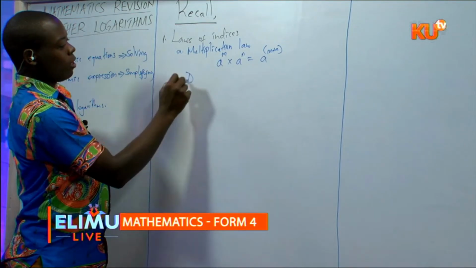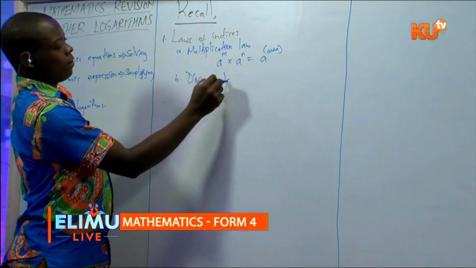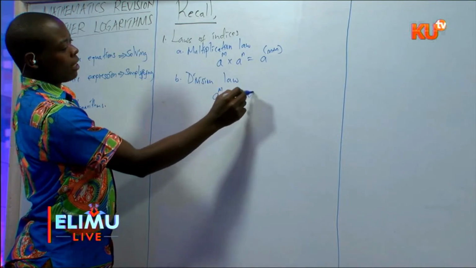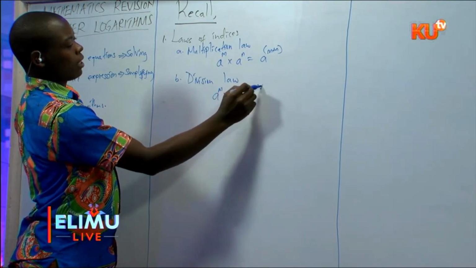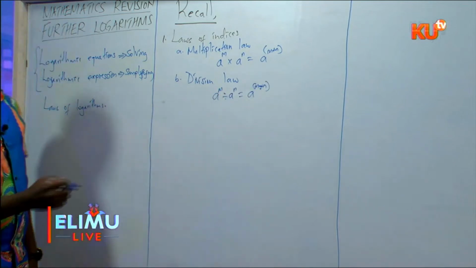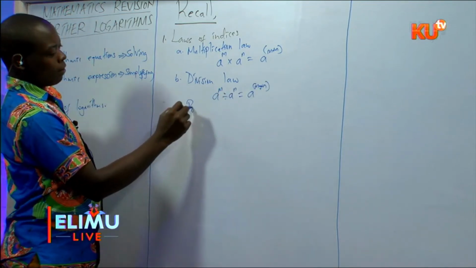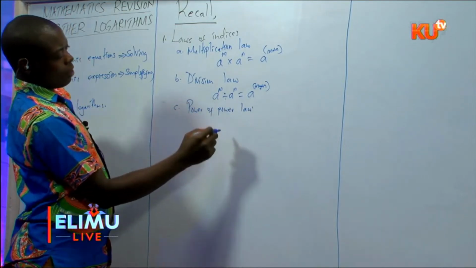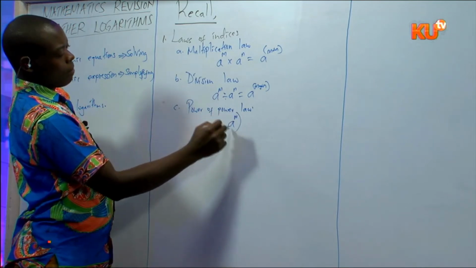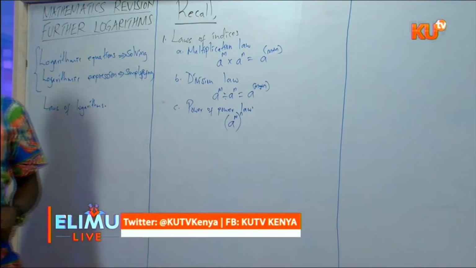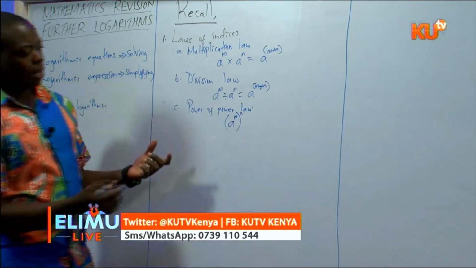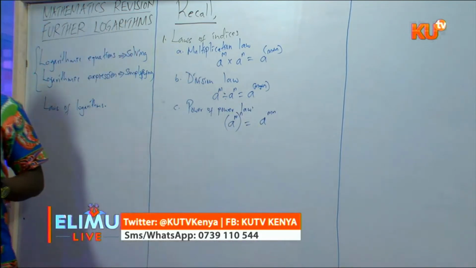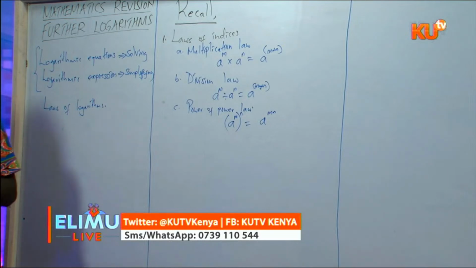Number two, we have what we call the division law. And we have a power m divided by a power n gives us a, m, then we subtract n. Then number three, we have what we call the power of power law, where we have a number a raised to the power m raised to the power n. Now we have two powers. So in this case, we multiply the two powers and have a case of a power mn. These are the basic laws of indices.